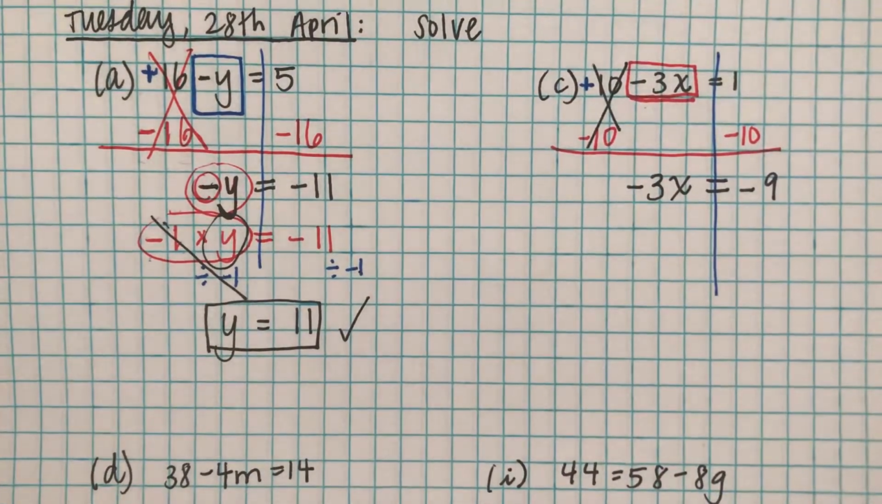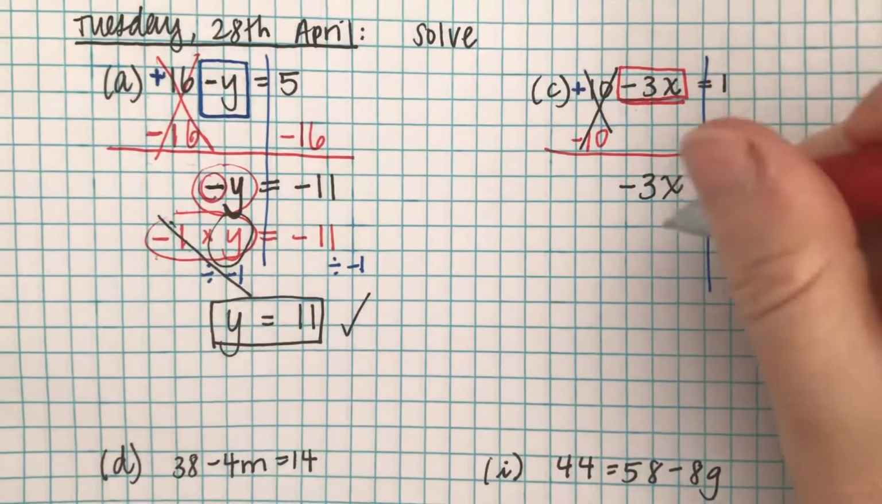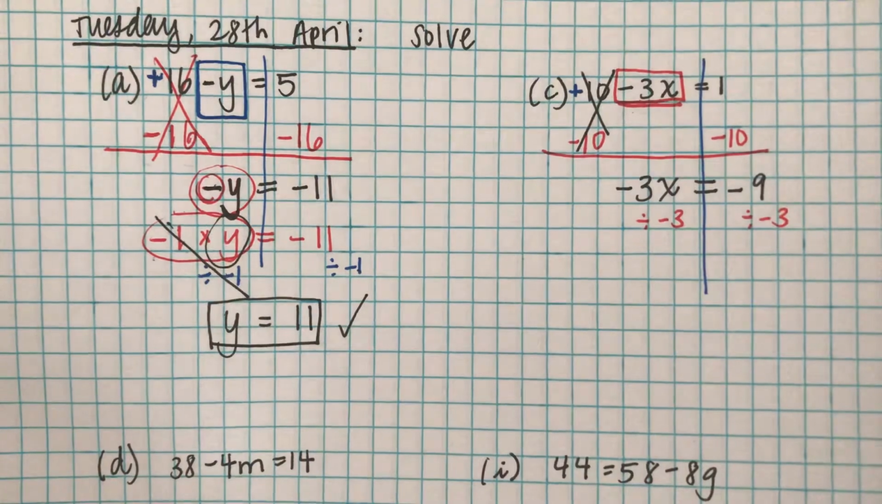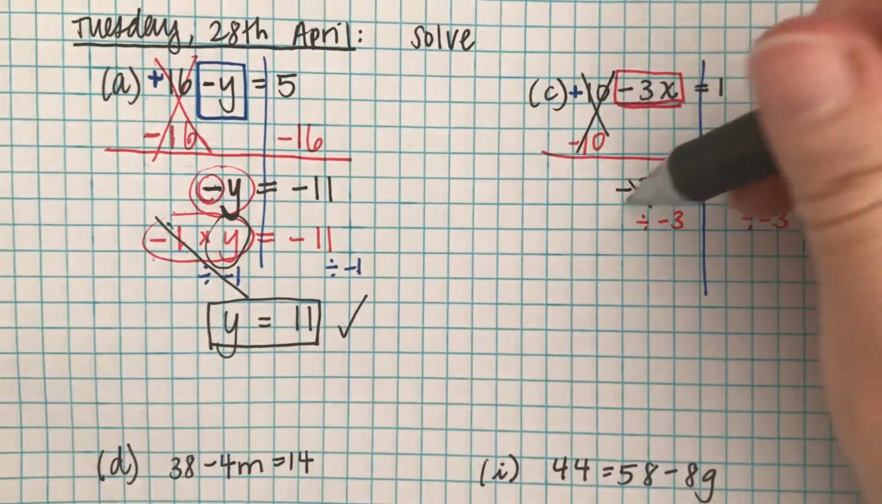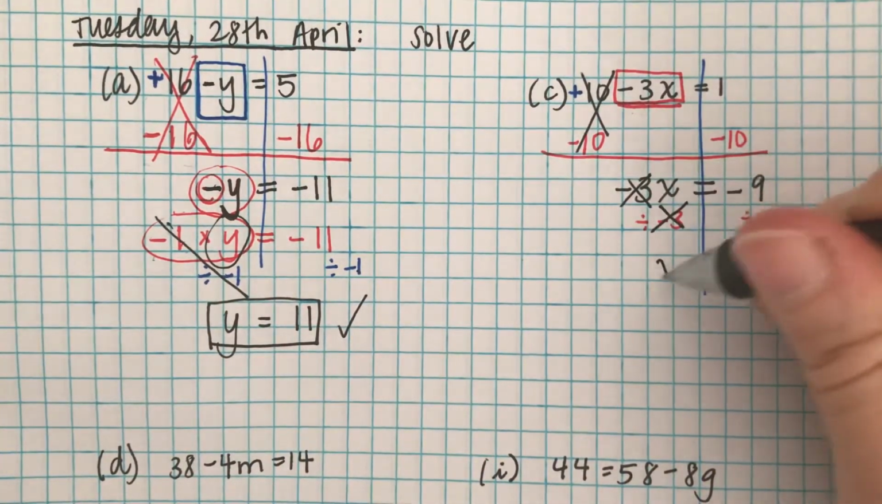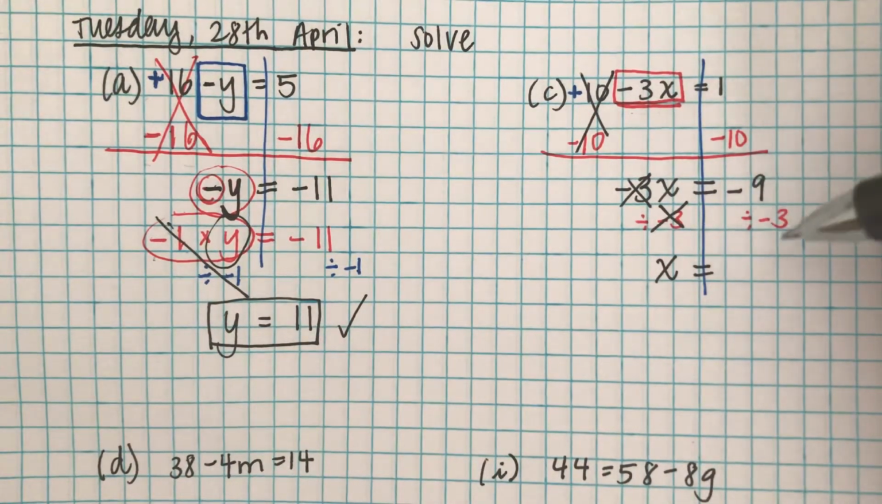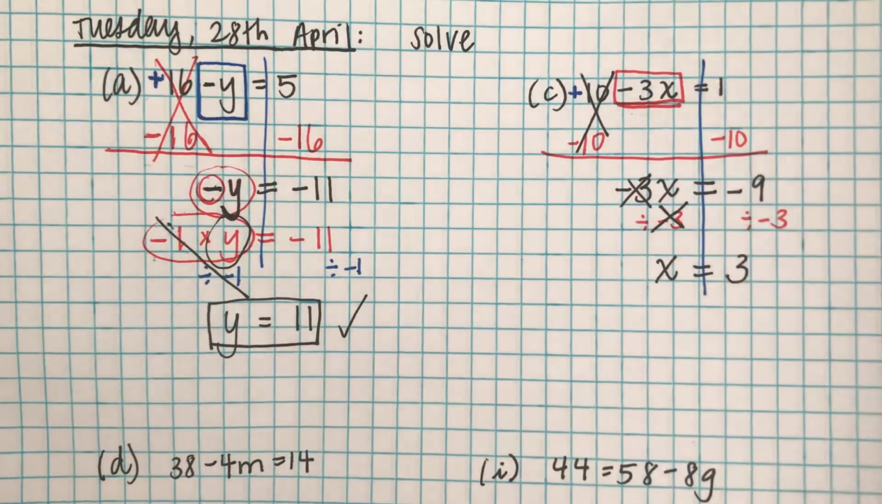Okay, this one is a little bit more straightforward. We've seen this before. To get x alone, I'll just divide both sides by negative 3. Just be careful with the signs here. Minus 3, divide minus 3. Goes away, I'm just left with x. And then I have minus 9 divided by minus 3, which is a positive 3.